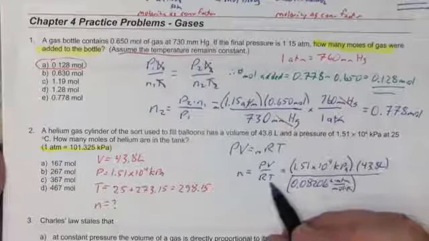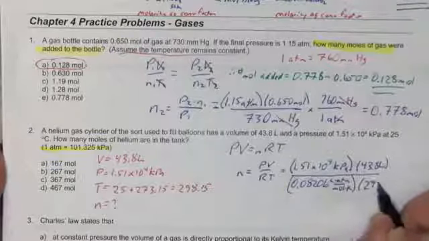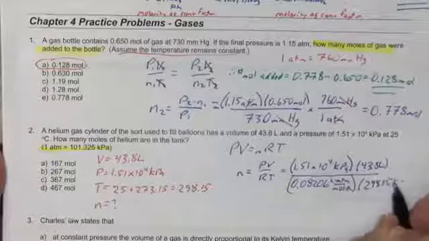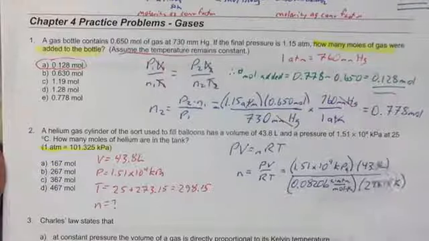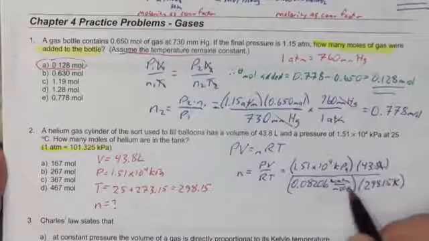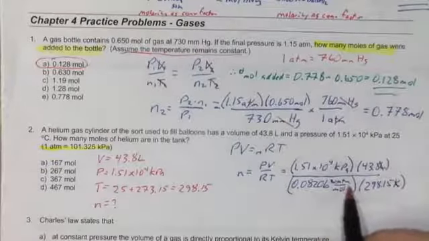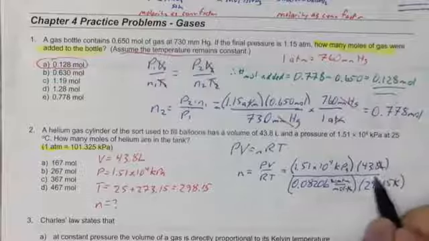I'm going to go ahead and divide by the temperature. The temperature must be in Kelvin. You can see the unit here is Kelvin. So 298.15 Kelvin. But you'll notice that liters cancels and that Kelvin cancels. I'm looking for the number of moles, but this is kilopascals and this is atmospheres. And so I need a conversion factor.